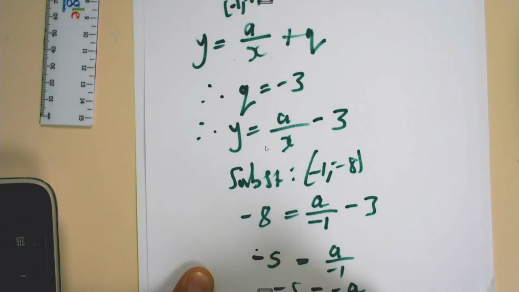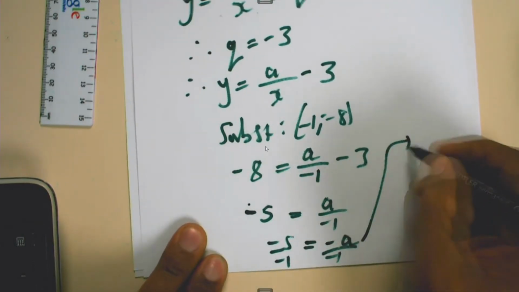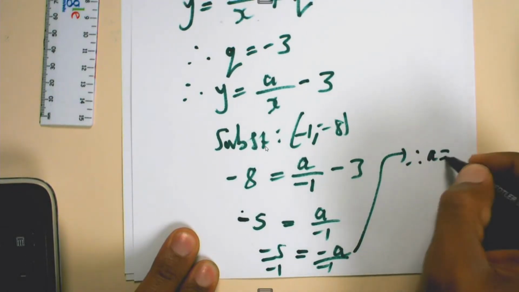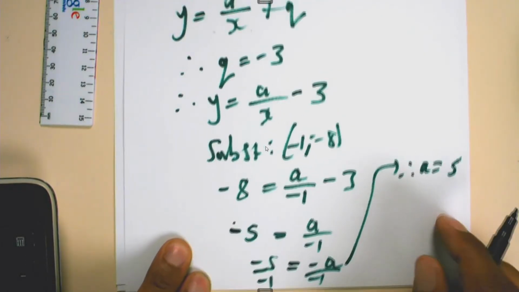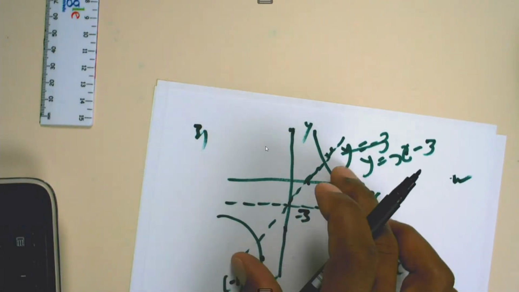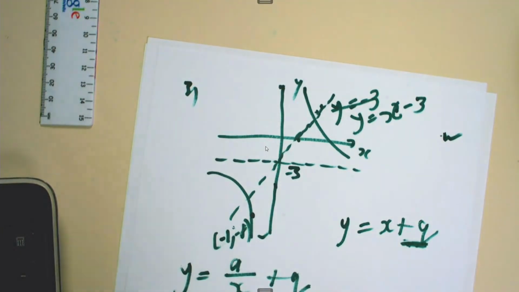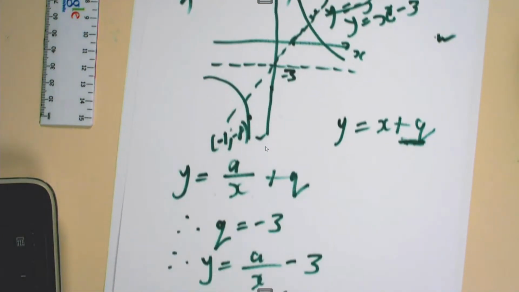Then I can divide by negative 1 on both sides. Therefore, what do we have in here? We have a = positive 5. Very important, because the shape tells you that a here is greater than 0. That is why it's so important that you always look at the shape. It will tell you a is greater than 0 or a is less than 0.